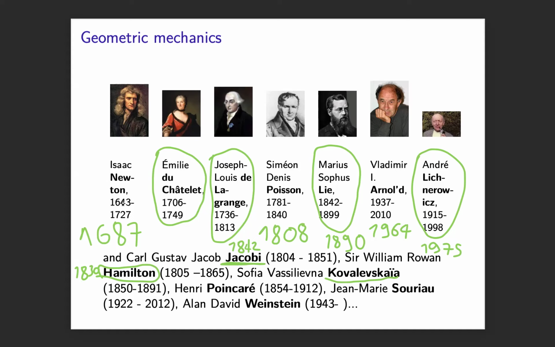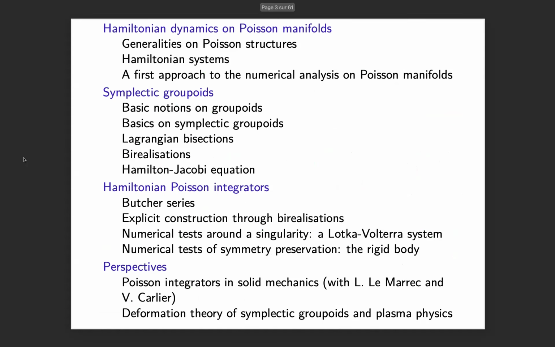So this is more or less a picture of the history of Poisson brackets and Hamiltonian systems. There are many other people, of course, I cannot cite everyone. We will see in a minute what these Poisson brackets are. Let me give another look at the rest of the lecture.